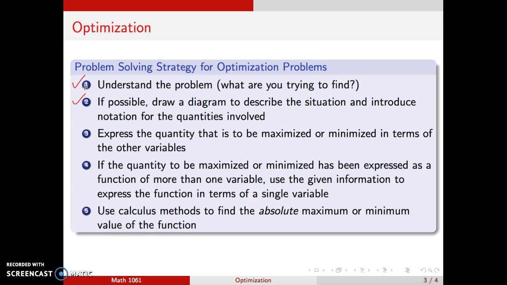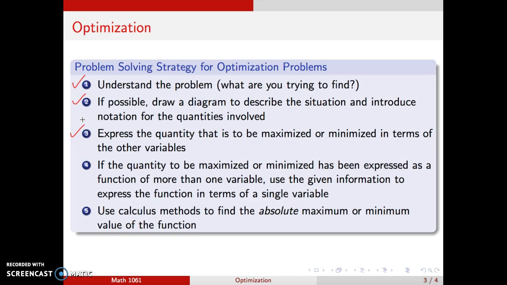Then we get to the modeling phase, where you express the quantity you're trying to optimize, to maximize or minimize, in terms of the other variables. Again, with that box example, if you wanted to maximize volume, you would say volume is W times L times H, if you were using width, length, and height for the box dimensions. It's going to be different for every problem, but it's something comparable to that.